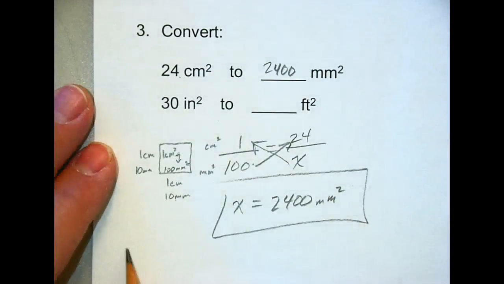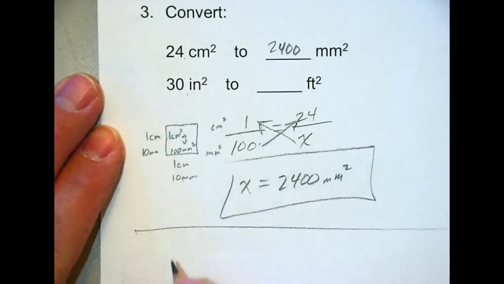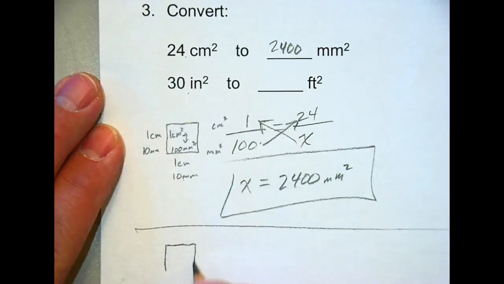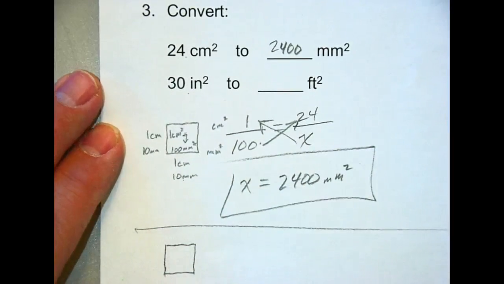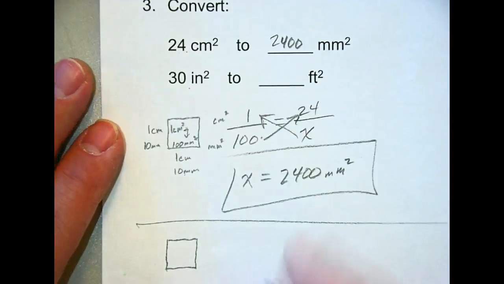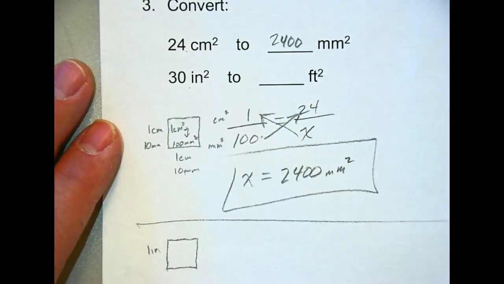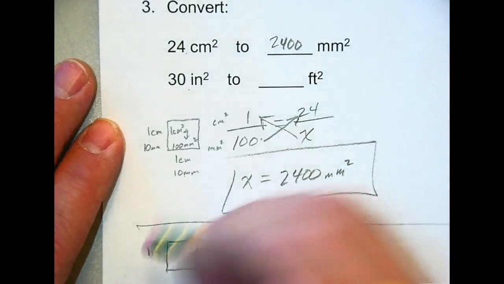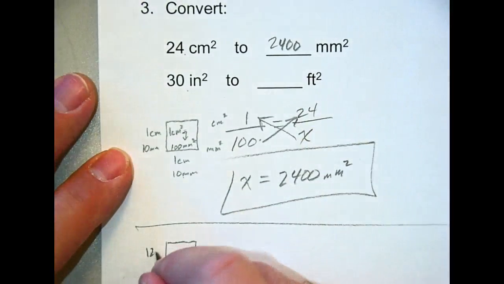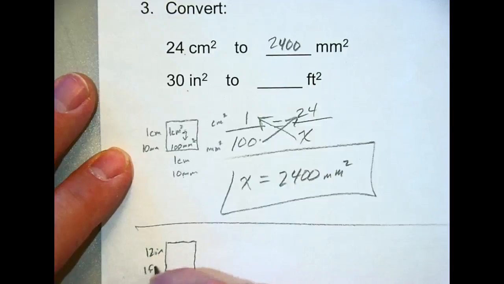Okay, 30 square inches. Once again, my conversion, stay with me, please. 12 inches is 1 foot. So that means 144 square inches is to 1 square foot.